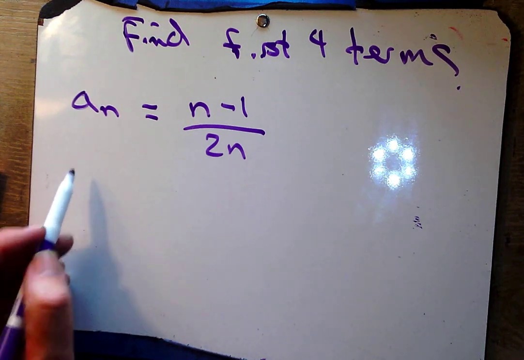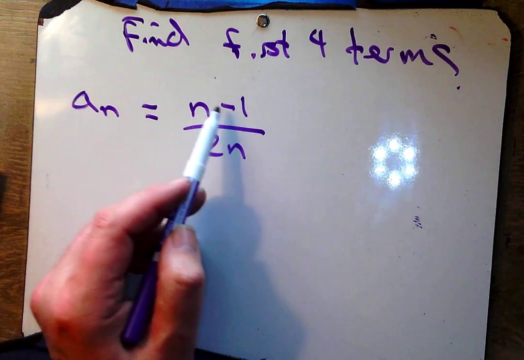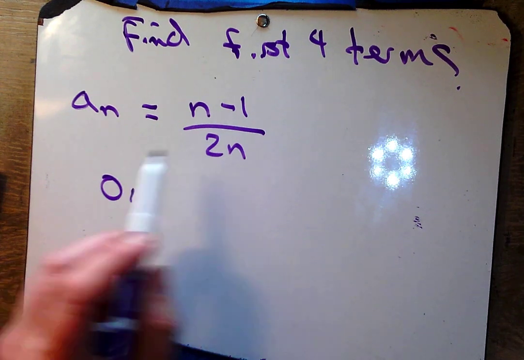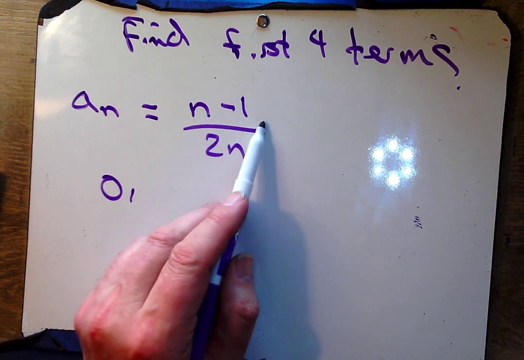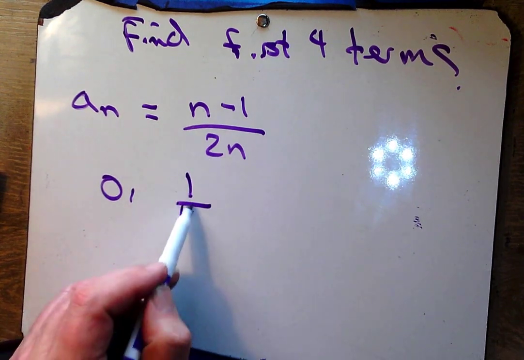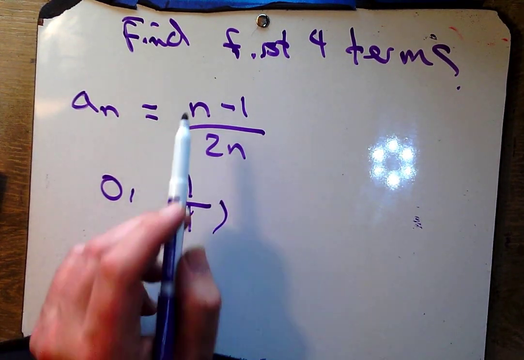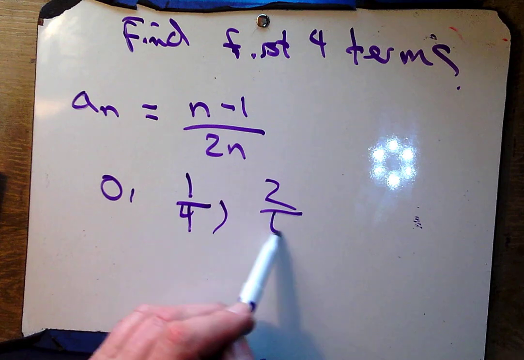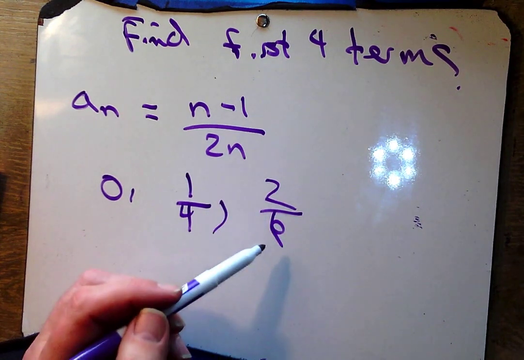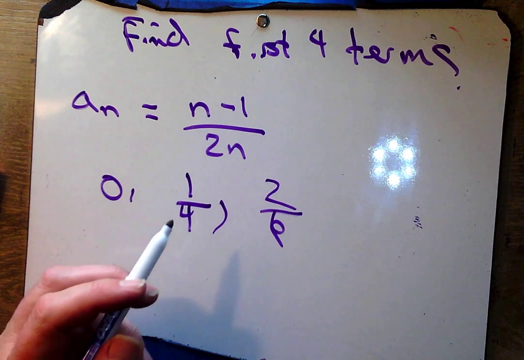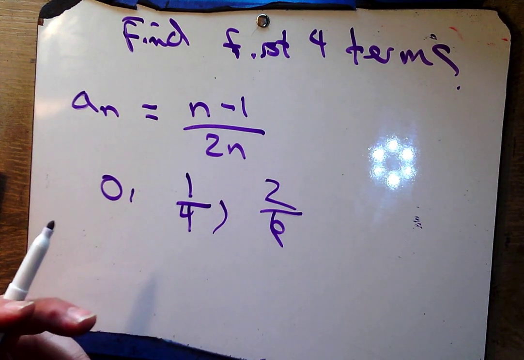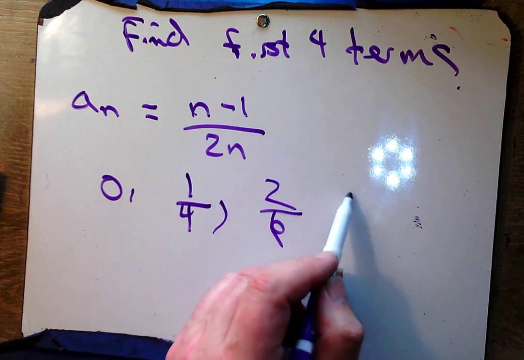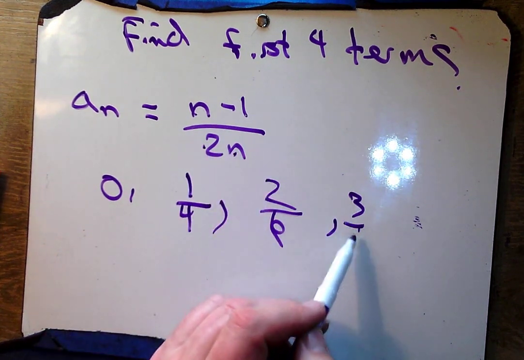So if n equals 1, 1 minus 1 is 0, 0 over 1 is 0. The first term is 0. My second term, 2 minus 1 is 1 on top, 2 times 2 is 4 on the bottom. If I plug in a 3 for the third term, 3 minus 1 is 2, 3 times 2 is 6. You could certainly reduce that to 1/3, or you don't have to. In some situations you want to, in some situations you don't want to. And the value of the fourth term, 4 minus 1 is 3, and 4 times 2 is 8.